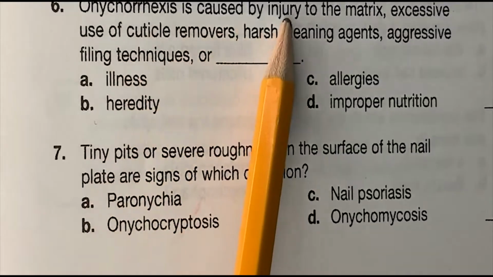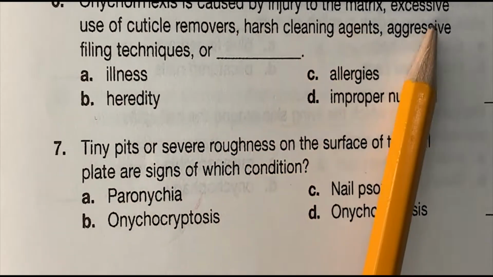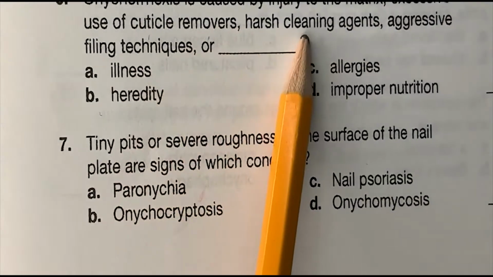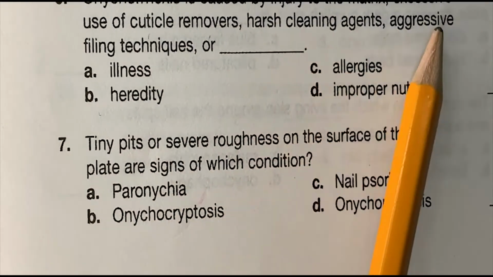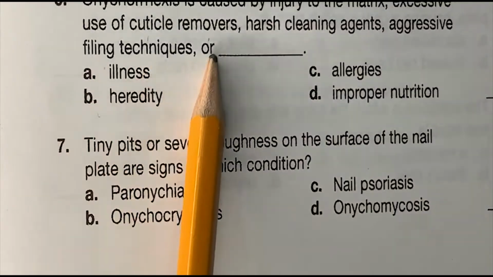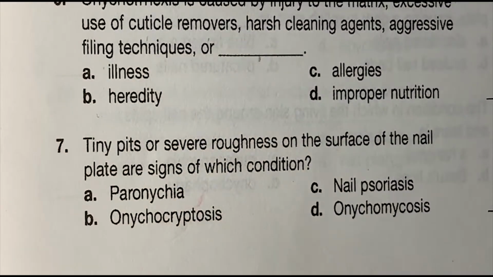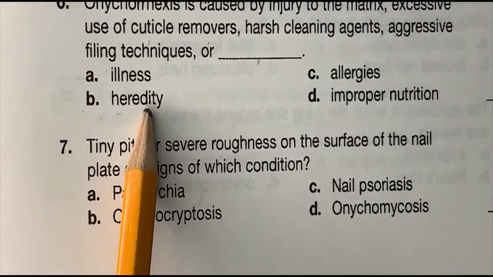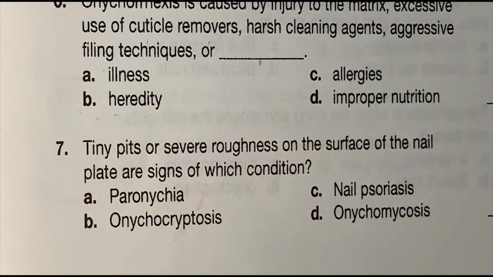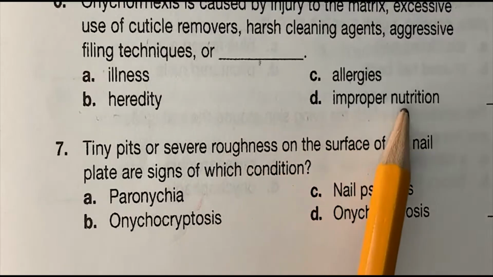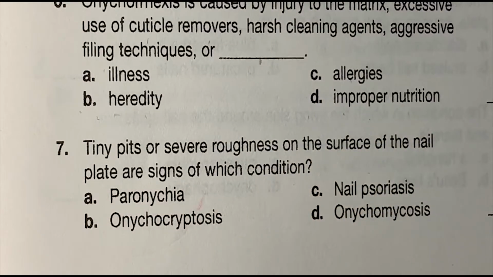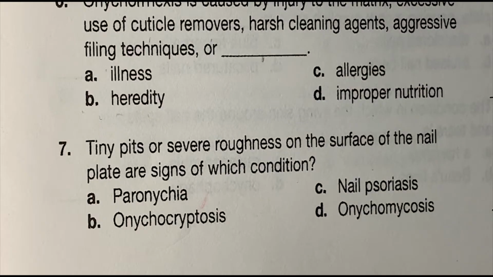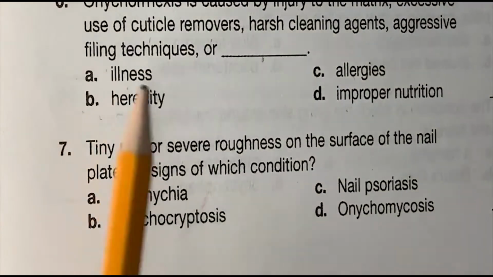Anachromatosis is caused by injury to the matrix, excessive use of cuticle removers, harsh cleaning agents, aggressive filing techniques, or blank. Is it A, illness, B, hereditary, C, allergies, or D, improper nutrients? And your correct answer is A, illness.